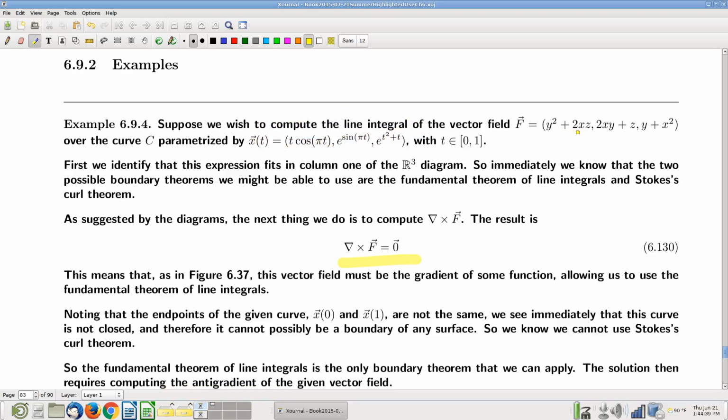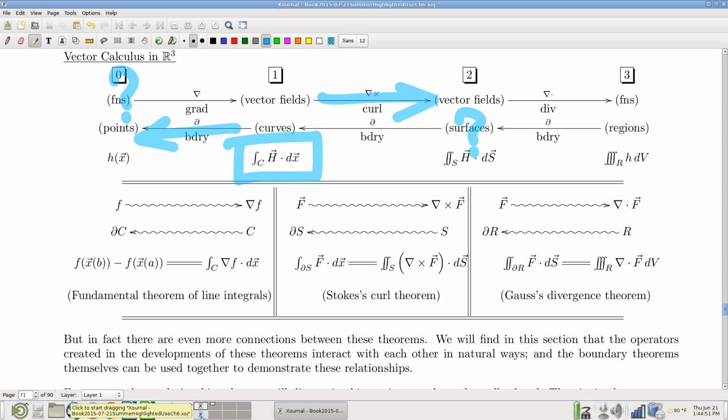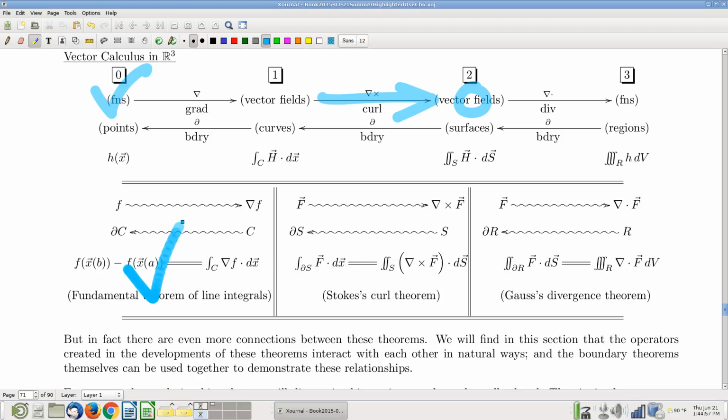That's a straight-up calculation. You take this vector field and compute the curl of it. That's just a little algebra. I'll let y'all do that. The curl is 0. The fundamental theorem of line integrals is on the table. So we got 0. There is an anti-gradient. I can use the fundamental theorem of line integrals.